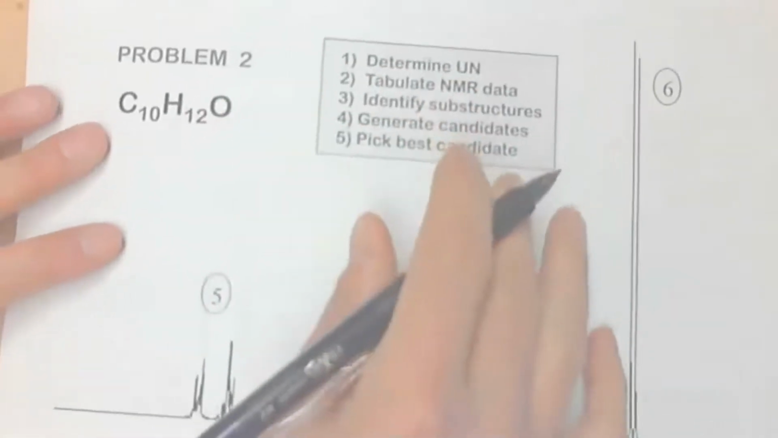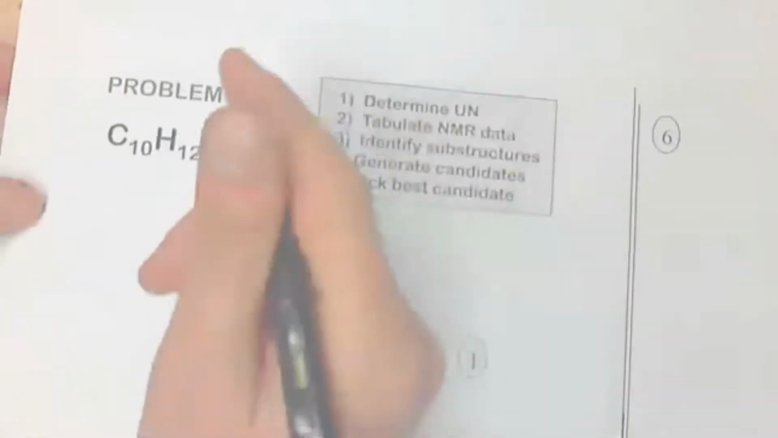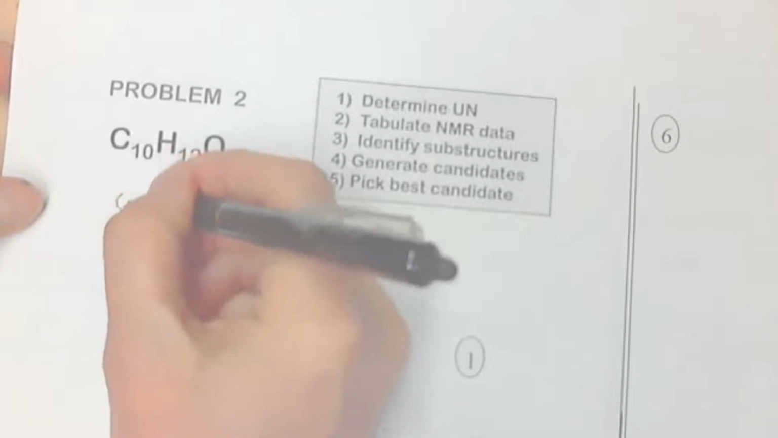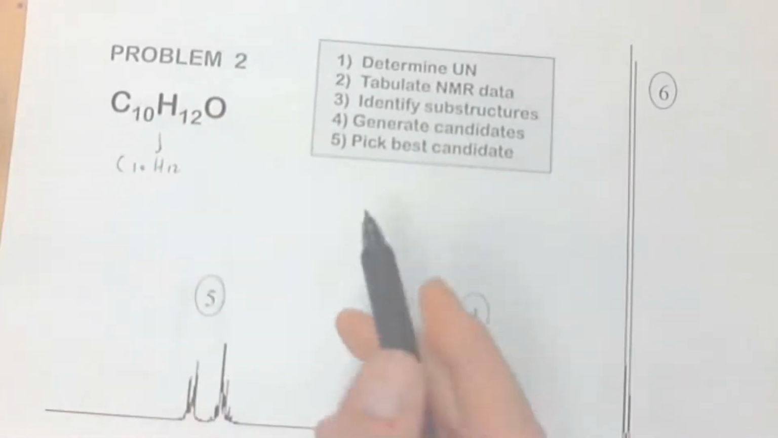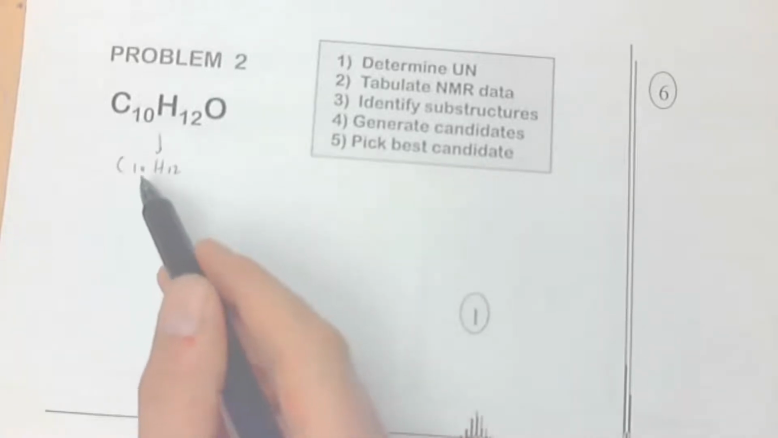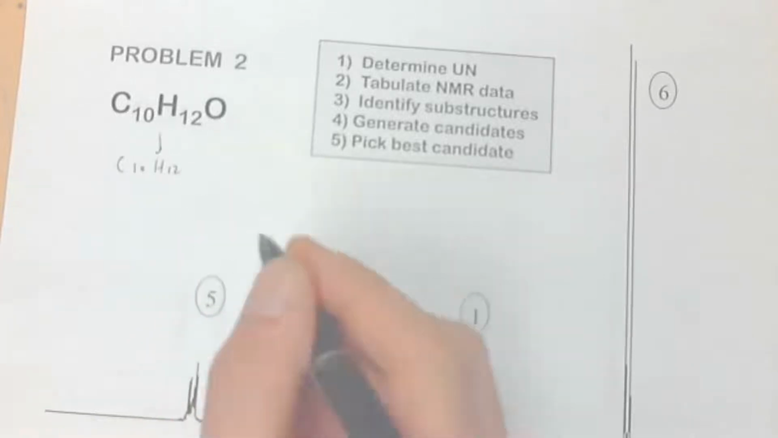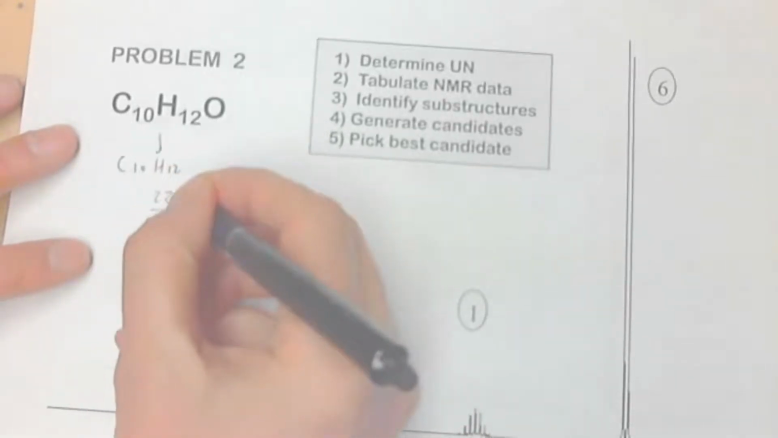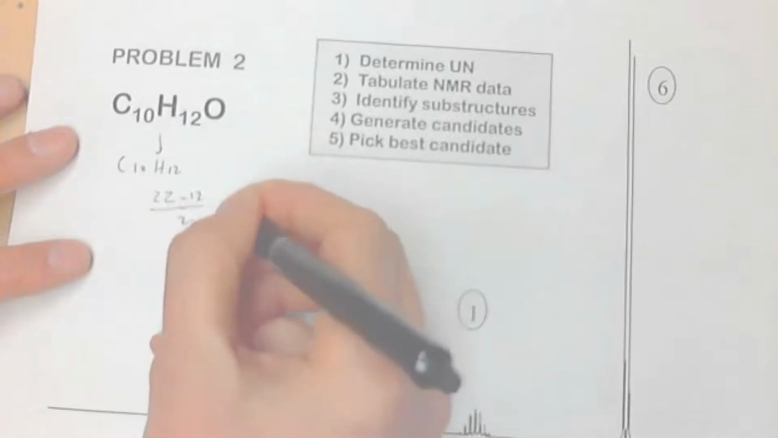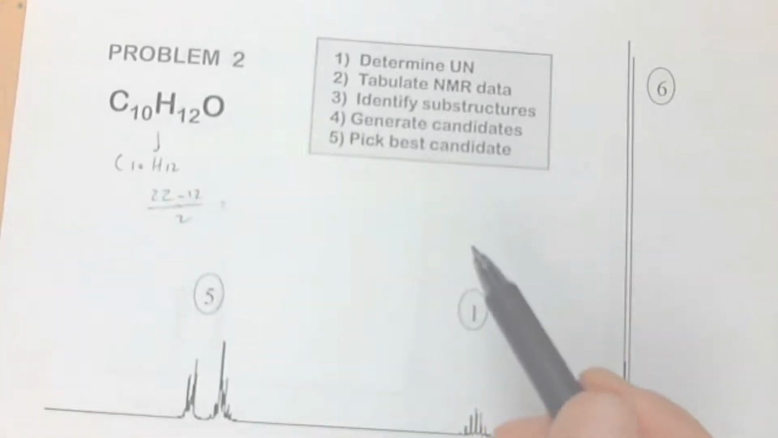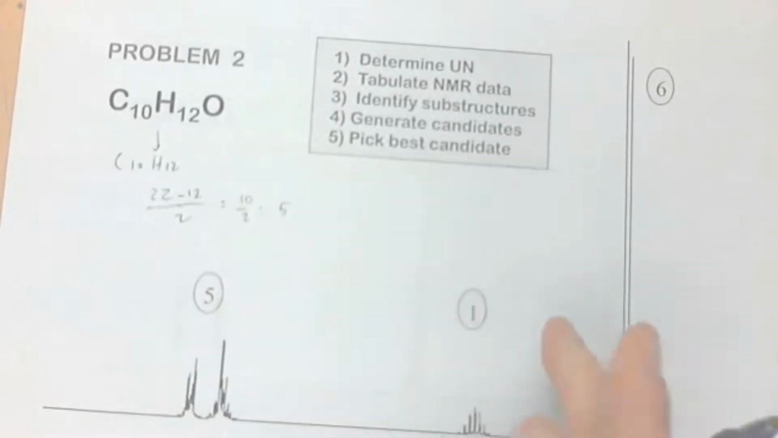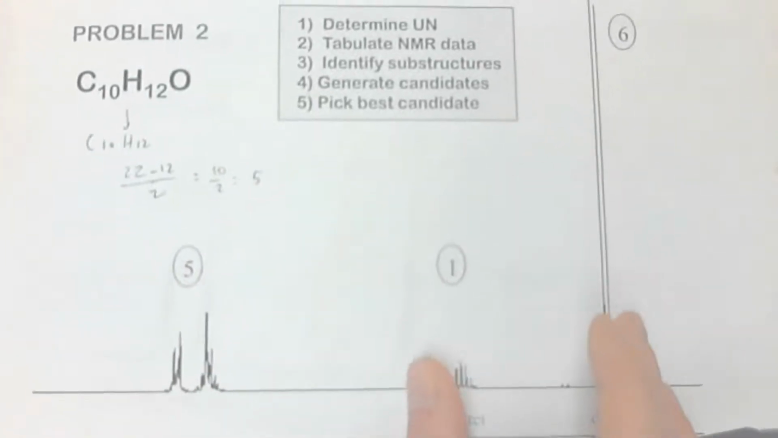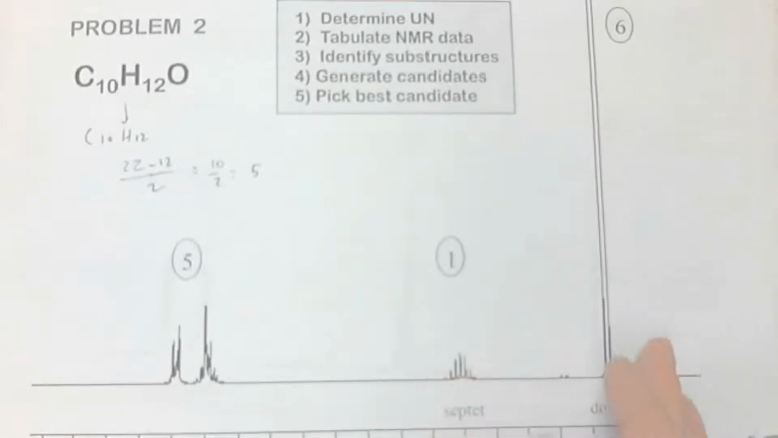So all I do is I just say, well, it becomes C10H12, right? Do the math. It's 22, you know, I just say 2 times that plus 2 becomes 22 minus 12 all over 2. I think that would be 10 over 2 equals 5. Well, that's a big number. That's scary, right? 5. How are we going to account for 5?